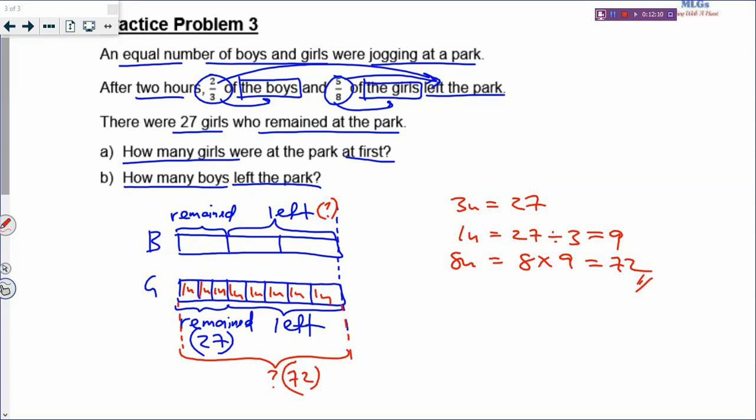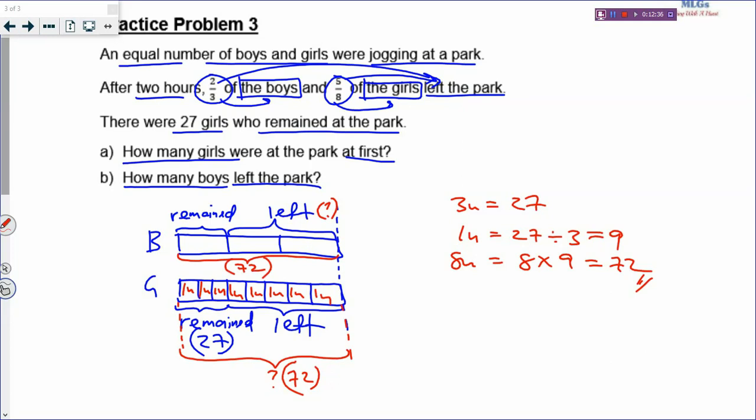If you have equal number of boys and girls who were jogging, that means there must be the same number of boys. So you should be having 72 boys at first, right? Equal number of boys and girls. And you can see that 3 boxes of boys is 72. So can you find what is 2 boxes?